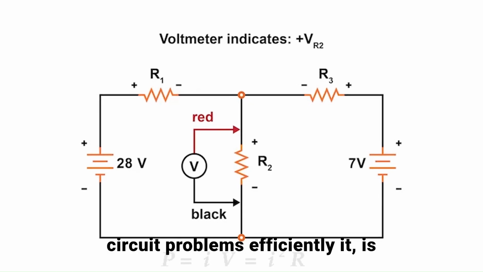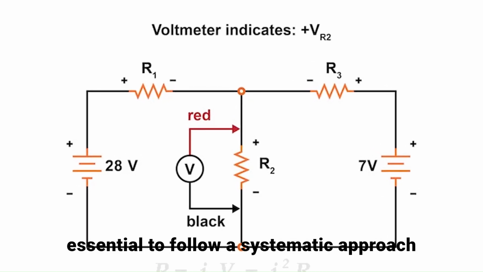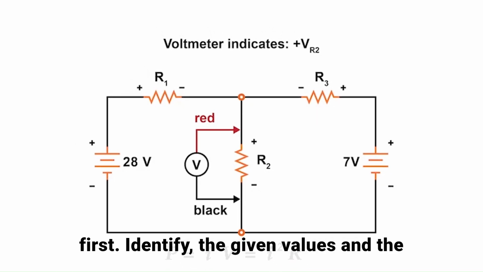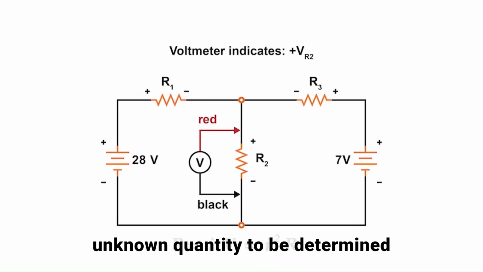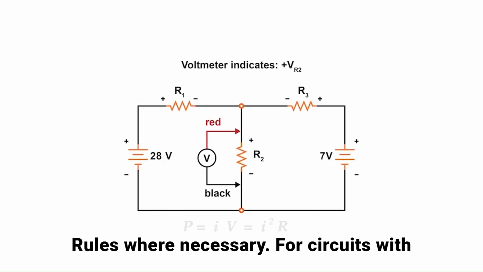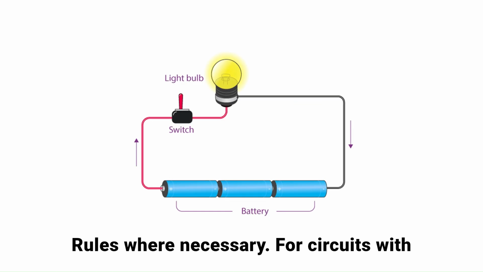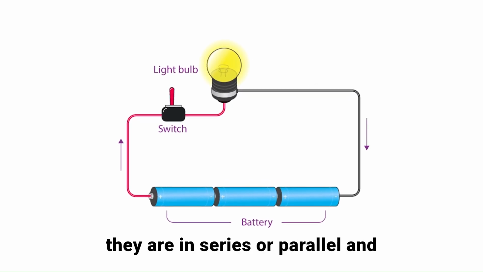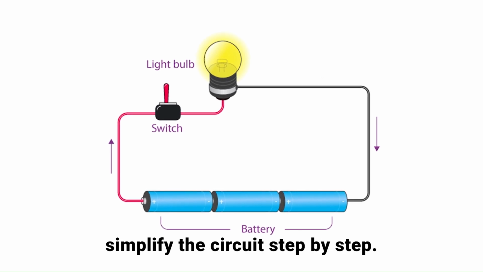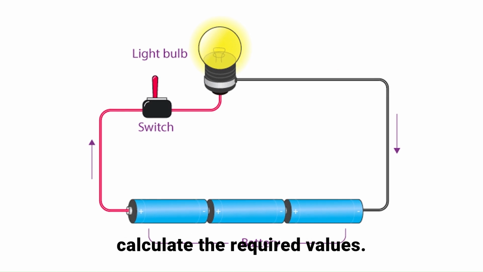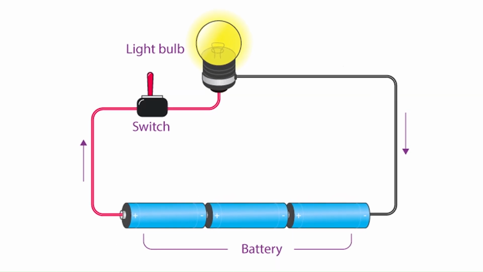To solve circuit problems efficiently, it is essential to follow a systematic approach. First, identify the given values and the unknown quantity to be determined. Then, apply Ohm's law and Kirchhoff's rules where necessary. For circuits with multiple resistors, determine whether they are in series or parallel, and simplify the circuit step by step. Finally, use appropriate equations to calculate the required values.